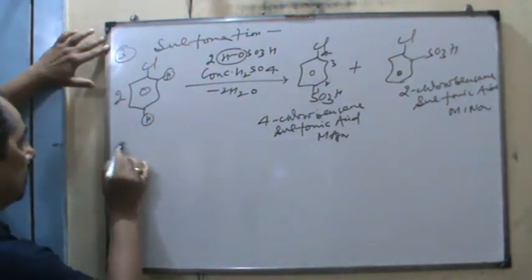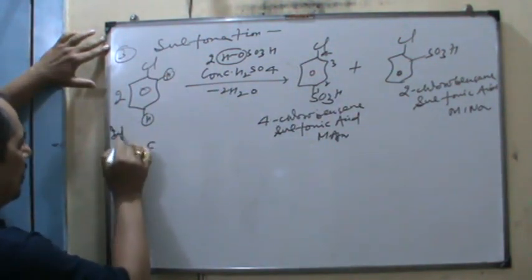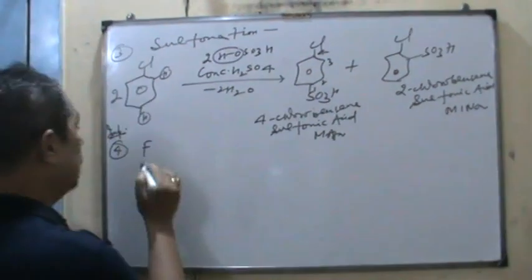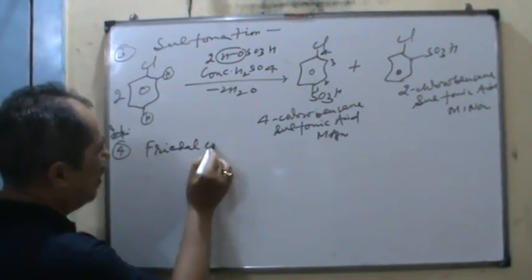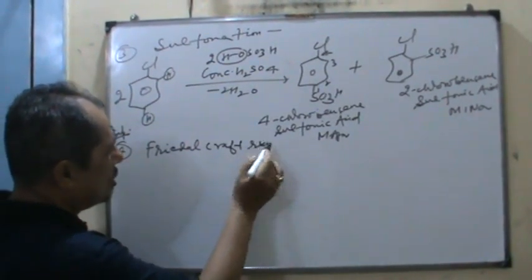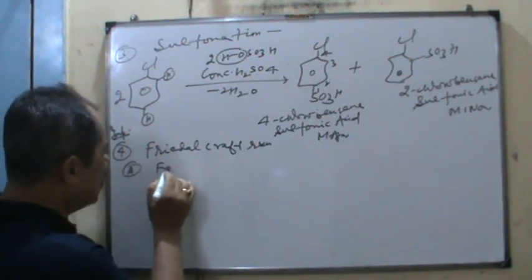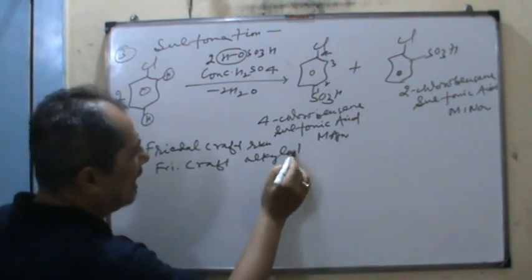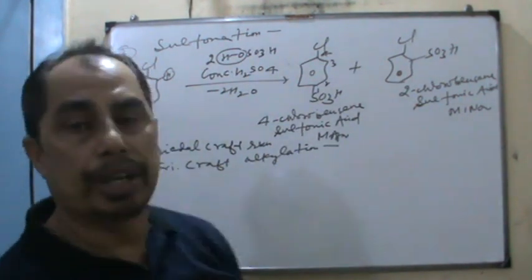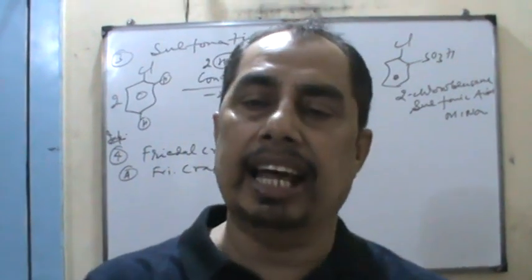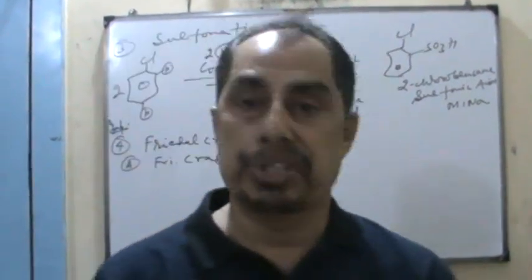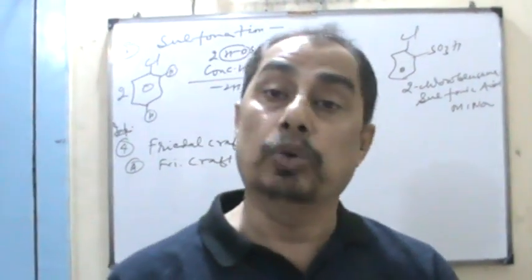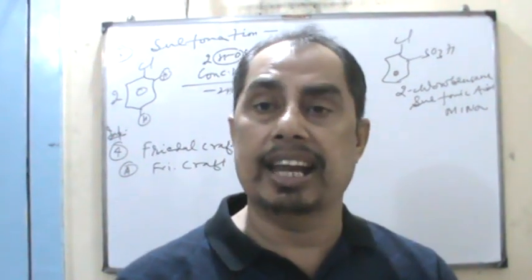Now last, important for your CBSE paper, is the Friedel-Crafts reaction. Friedel-Crafts reaction is of two types. Friedel-Crafts alkylation, once you add the alkyl halide, it is called alkylation. And once you add the acyl halide, acylation. That could be in presence of acetyl chloride or ethanoyl chloride as well as acetic anhydride.